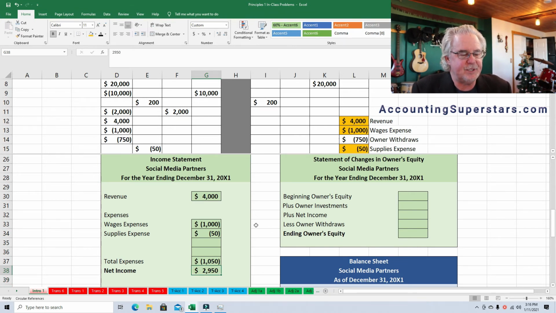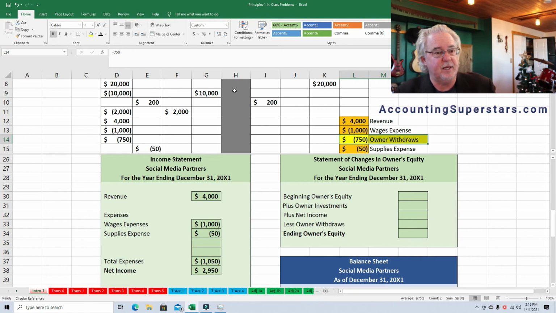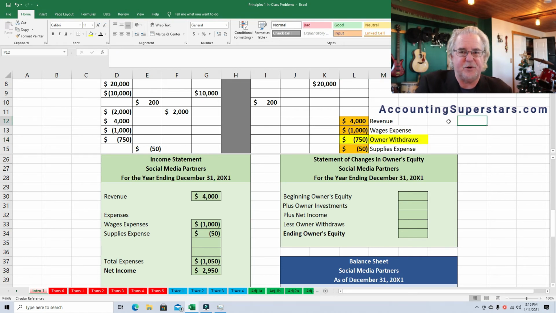All right. Now, ladies and gentlemen, one thing I want to point out here, this owner's withdrawals, a lot of people think it's an expense, but it is not. It is never an expense. And I know a lot of business owners disagree with that, but it's just the way accounting's done.